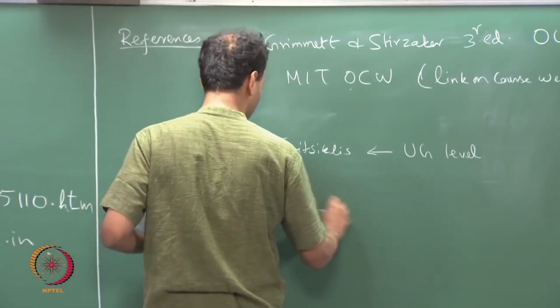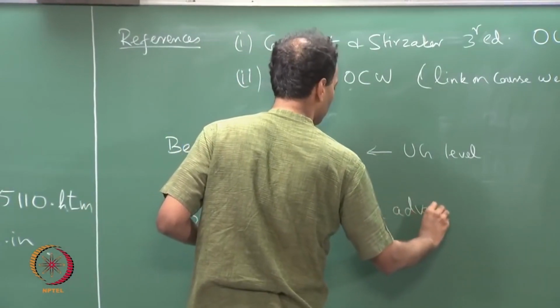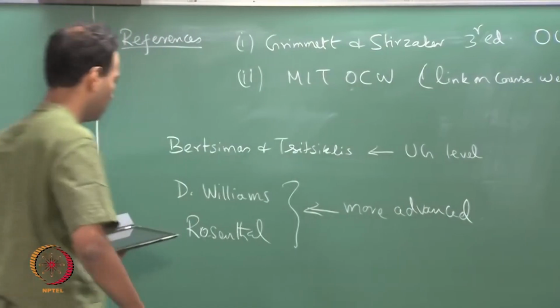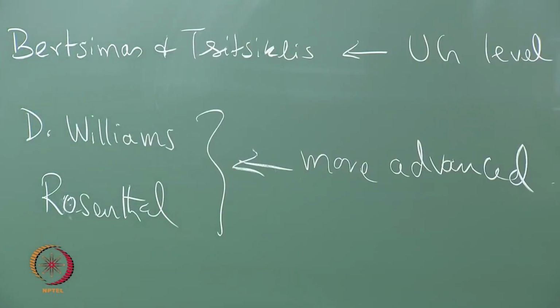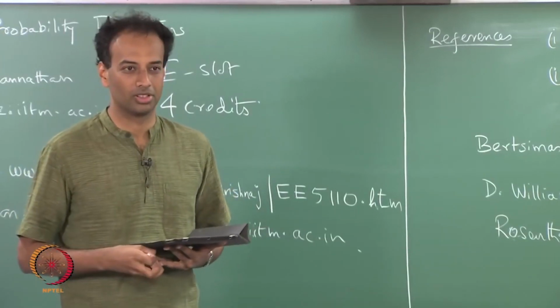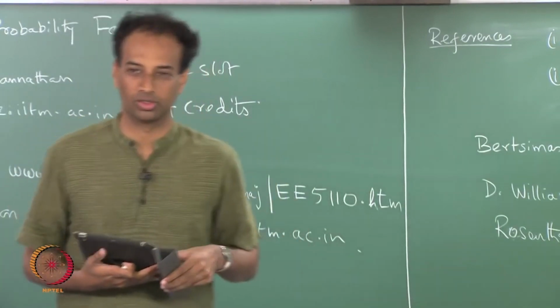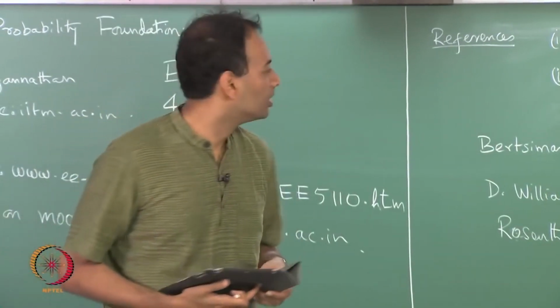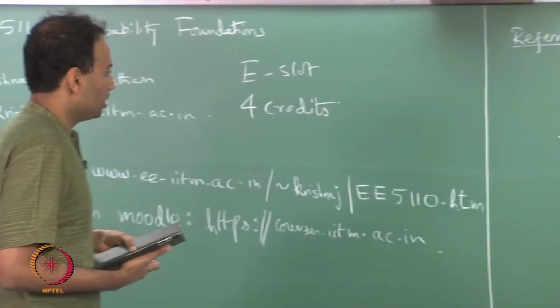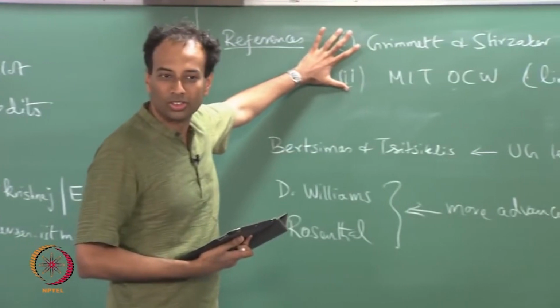These two books are more advanced. David Williams and Rosenthal are both more advanced than what we will cover, but there may be a few results and a few things that I may refer to in these books. In any case, both these books are beautifully written, very good books in more advanced probability theory. So roughly this is what you mostly need to focus on.